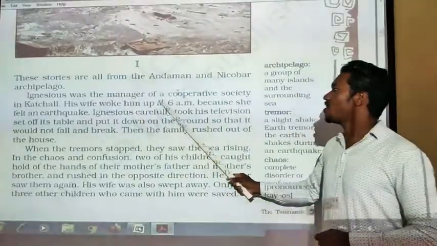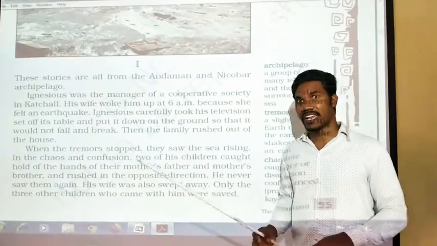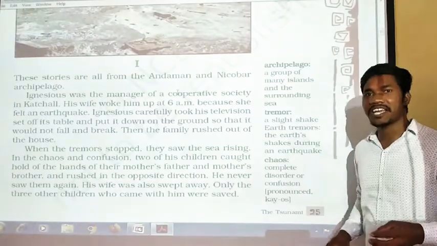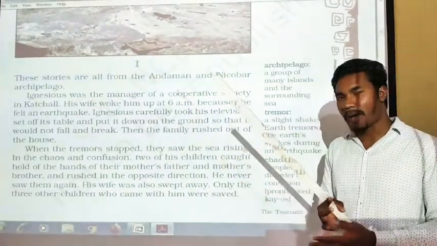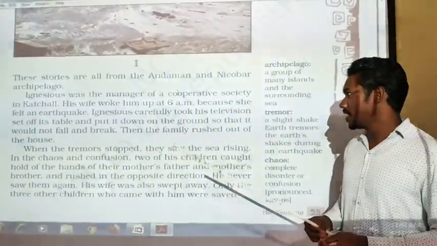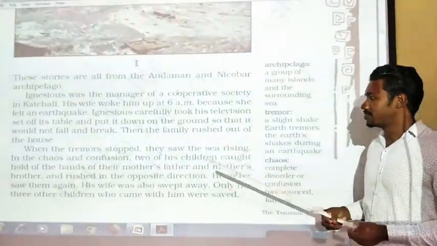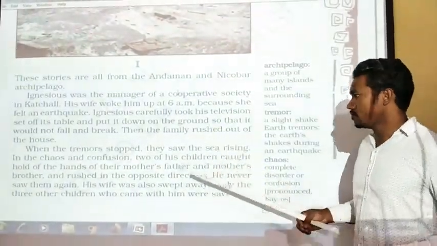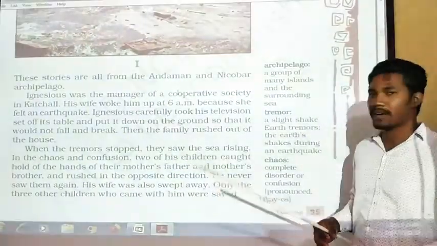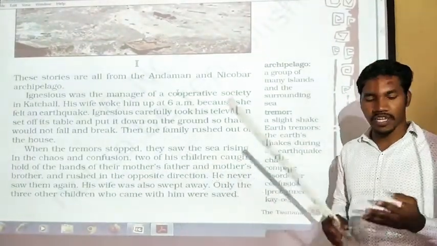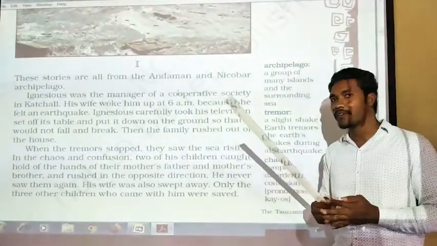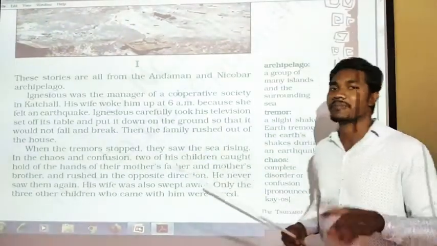Ignatius was the manager of a cooperative society in Kachal. Now we are going to see the story of Ignatius's family. Let me tell the members of the family who were there. Ignatius had 5 children, his wife, and his wife's brother. And their grandfather is also there, and an uncle. All together there are 9 members: 5 children, uncle, grandfather, father and mother. Out of 9, how many were saved?